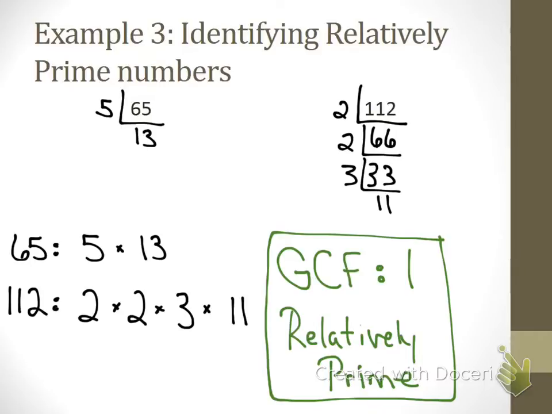You have a section like this on your homework tonight where you're doing the prime factorization, matching up the factors and telling whether the numbers are relatively prime. So if they are, your GCF is 1. If they're not, then your GCF will be some other number. All right, and if you understand that, that's everything you need to know for section 4.2.